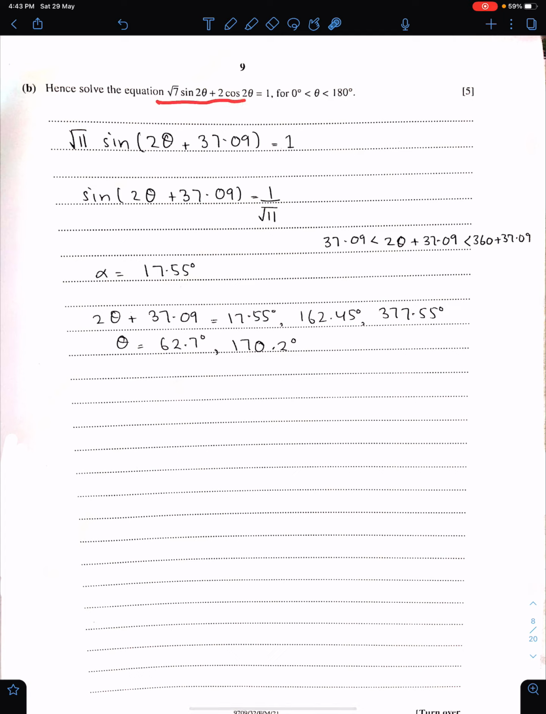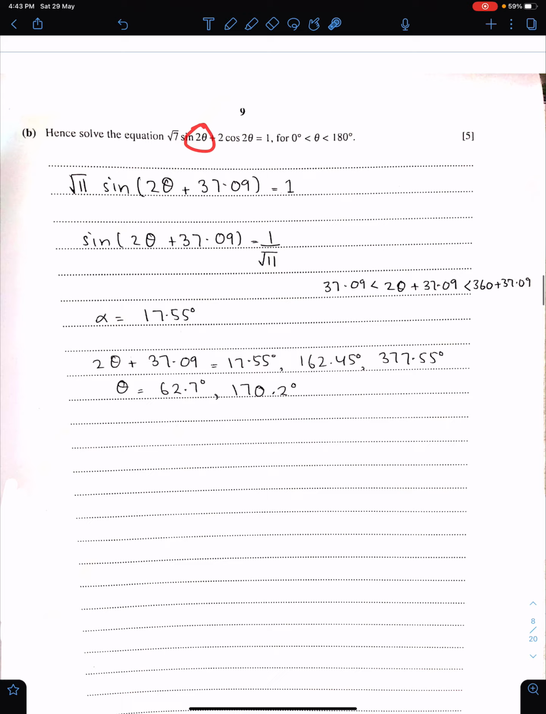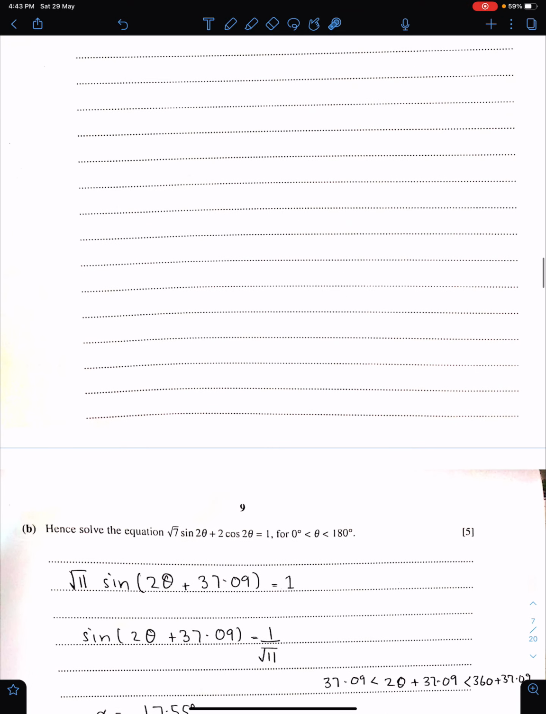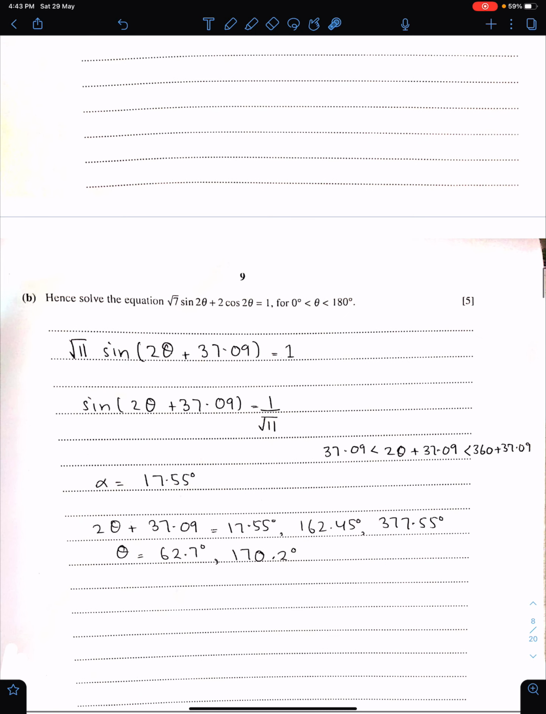Hence solve this equation for this domain. This is very important. See, we have 2 theta here and here we have x. So we need to replace x by 2 theta. By replacing x by 2 theta here, we have this equation. So we need to solve this equation and we need to change the domain. We need to convert this domain as this angle. So first we need to multiply 2 with this domain and then we need to add 37.09. So this is the new domain and we need to work according to this domain.